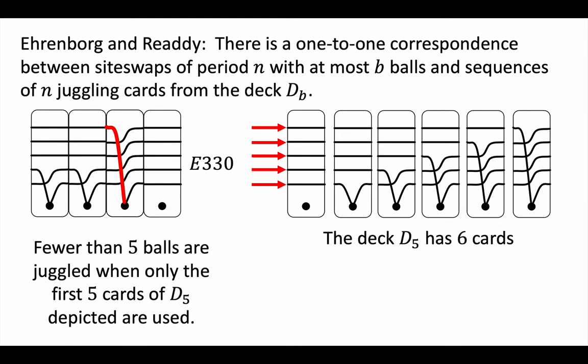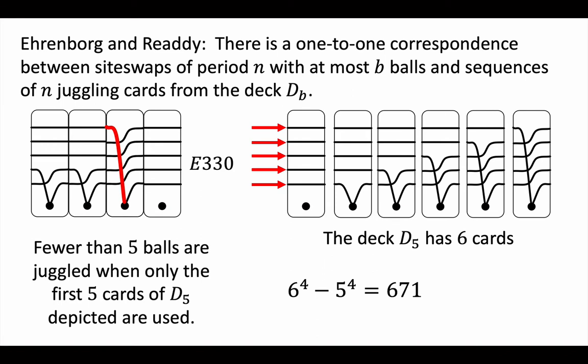Initially, I picked one of these 6 cards to go first, and then a second card to go second, and so on. I'm allowed to repeat, so for each of the cards I had 6 choices, so there are 6 to the 4th different sequences of 4 cards I could come up with. However, if we want to include only 5-ball siteswaps, we want to get rid of all of the siteswaps that are created when we don't use that last card. That is, we want to get rid of all of the siteswaps that are created when I only use the first 5 cards. So instead of having 6 choices for each of the cards, I have 5 choices for each of the cards. So we're going to subtract 5 to the 4th, which is 671.